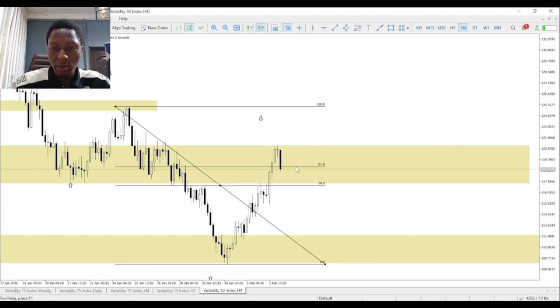This Fibonacci retracement, 61.8%, gives us another confluence that this market is likely to reverse from this level.